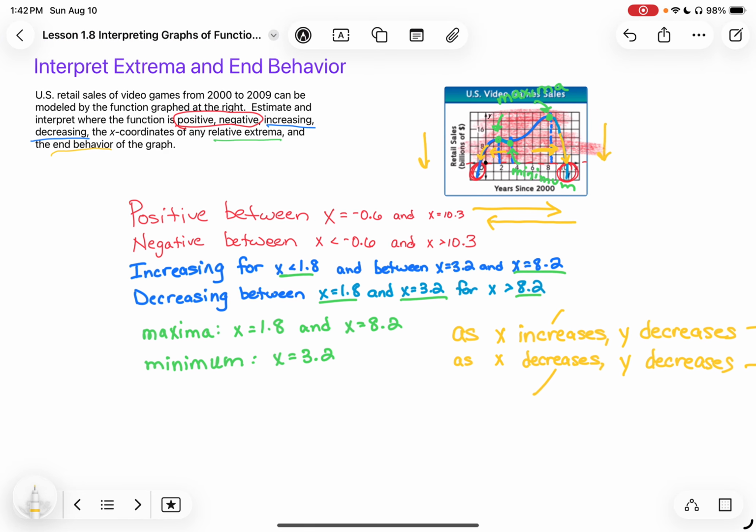And so that was a lot of things we did with this graph. We talked about where it was positive and negative. That's where it's above or below the x-axis. We talked about where it was increasing or decreasing. That means where's the graph going up and where's the graph going down. The maximum and the minimum are spots where the graph changes from increasing to decreasing. And then finally, the end behavior means what is happening on the left end of the graph and the right end of the graph.